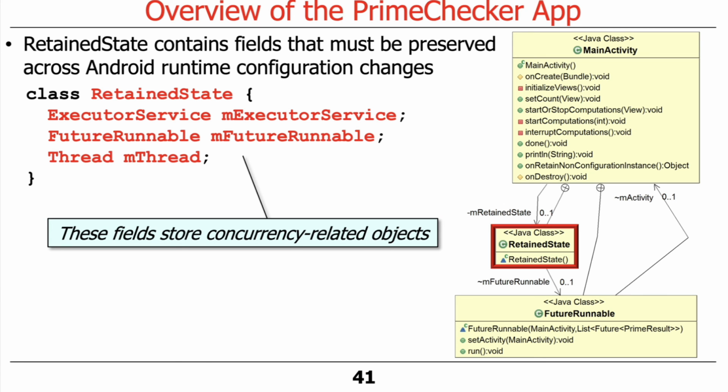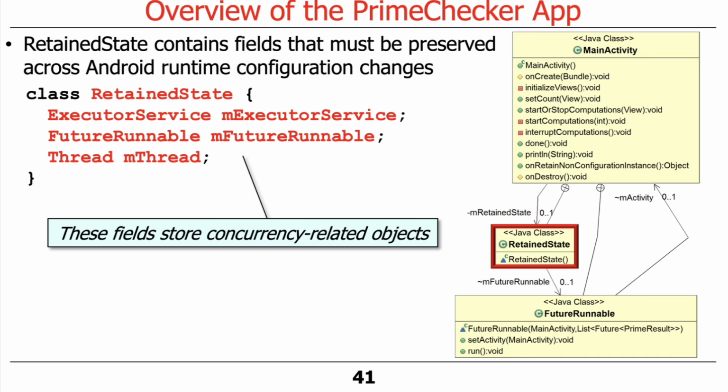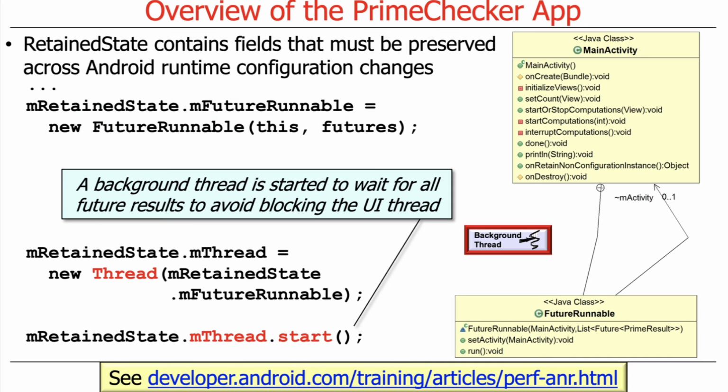Here's something that's really here for Android purposes, again, to deal with this whole rotating your phone, configuration change stuff. We put all the state that we care about into a class called RetainedState. So we put our executor service instance, our future runnable instance, and our thread. We put all that stuff here, all the concurrency related stuff. And as you can see here, we make ourselves a future runnable. We stash it into retained state. We make ourselves a thread using the future runnable. We put that in the state. We also, as you saw, add the executor service. That goes in the state and so on.